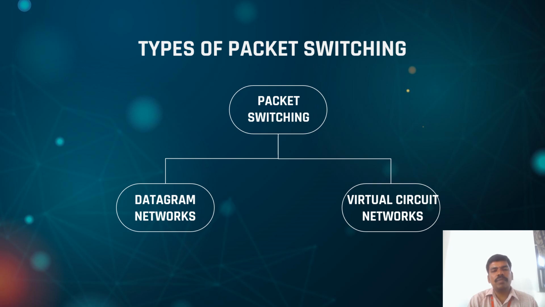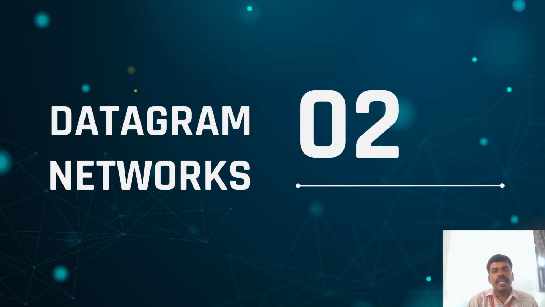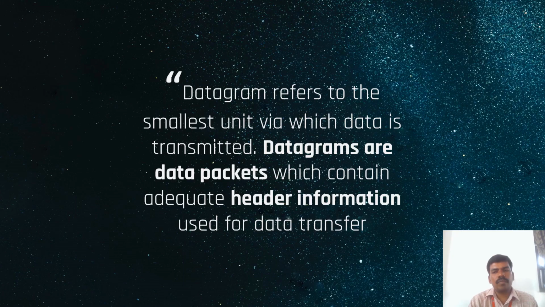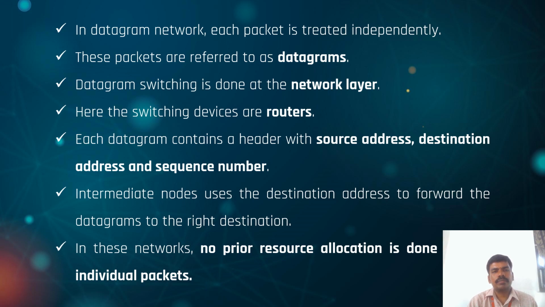Types of packet switching. The packet switching network is classified into two categories: datagram networks and virtual circuit networks. Datagram networks. Datagram refers to the smallest unit via which data is transmitted. Datagrams are data packets which contain adequate header information used for data transfer. In a datagram network, each packet is treated independently. These packets are referred to as datagrams.